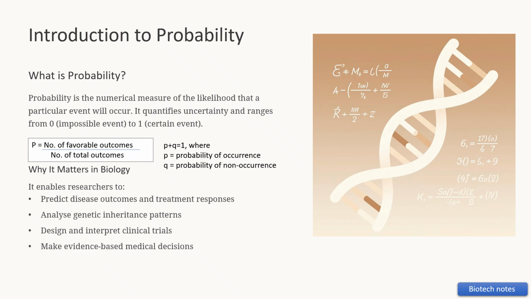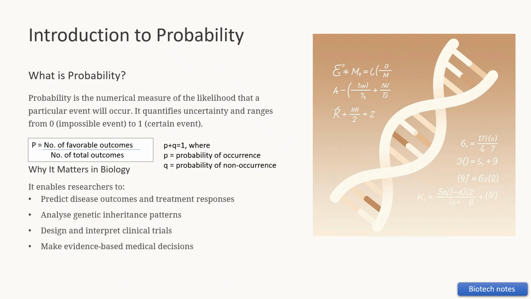The formula is P equals number of favorable outcomes upon number of total outcomes. Another formula that we will discuss more when we go deeper in the chapter is P plus Q equals 1, where P equals probability of occurrence and Q equals probability of non-occurrence.